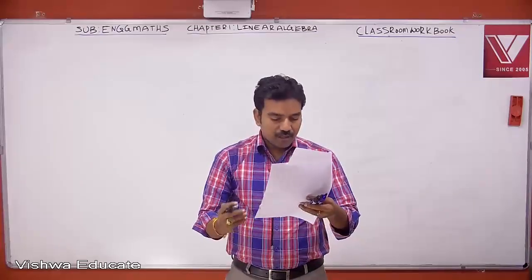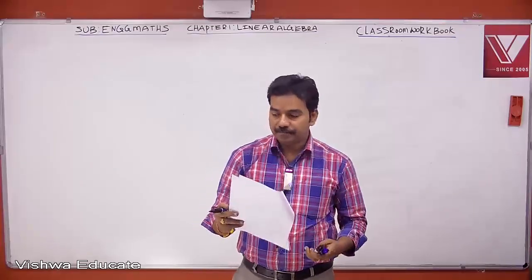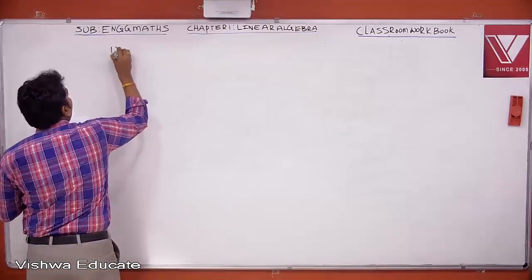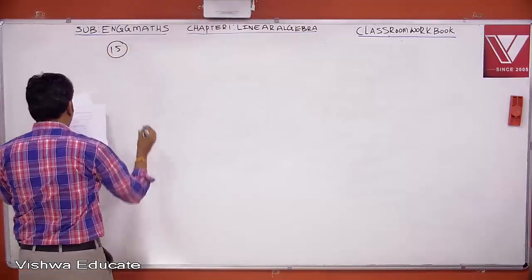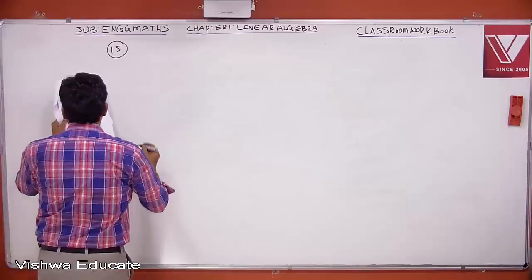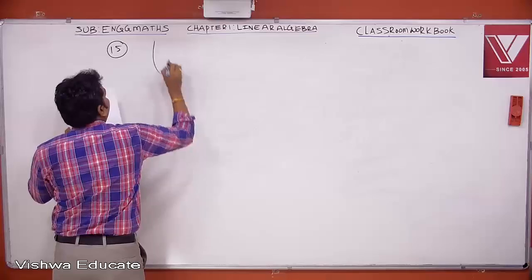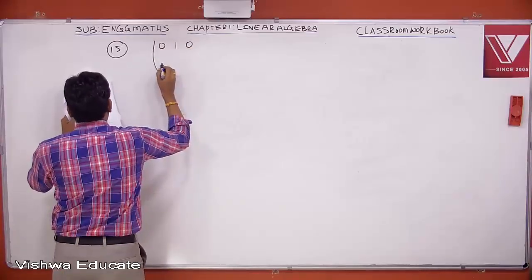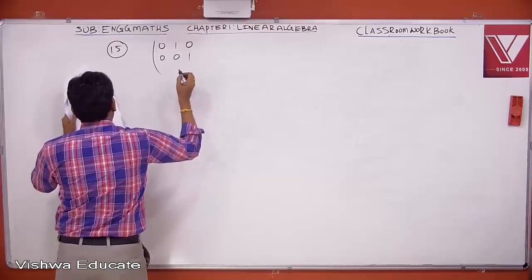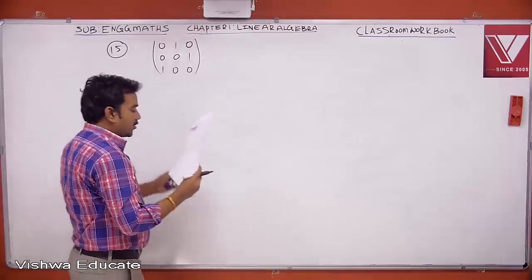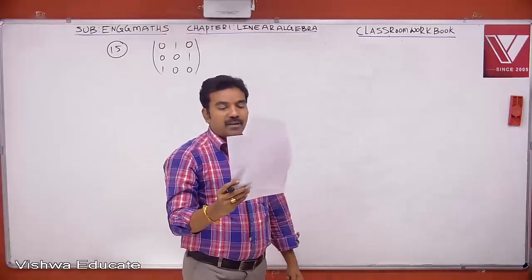Now let us start from question number 15. Just go through your handout. Let us start from question number 15. The inverse of the matrix 0, 1, 0, 0, 0, 1, 1, 0, 0. So they asked the inverse of a 3 by 3 matrix.